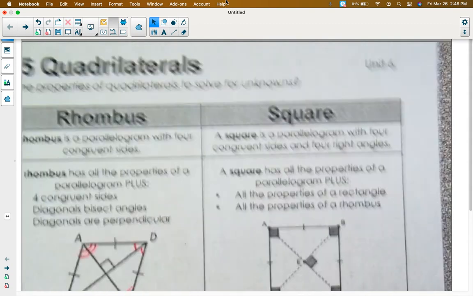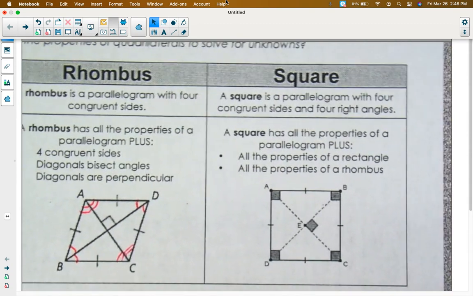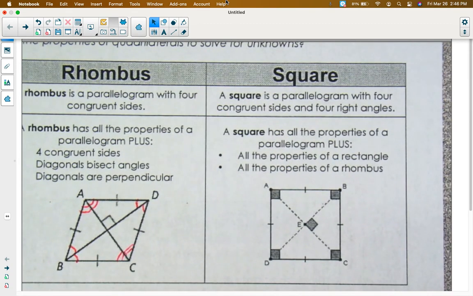And the last one that we're going to dive into is a square. A square is a parallelogram with four congruent sides and four right angles. A square has all the properties of a parallelogram plus all the properties of a rectangle and all the properties of a rhombus. So a square is a rhombus and a rectangle. It's just a special type of rhombus and rectangle where all the sides are the same, and all the angles are right angles. So a square is a rhombus and a rectangle.